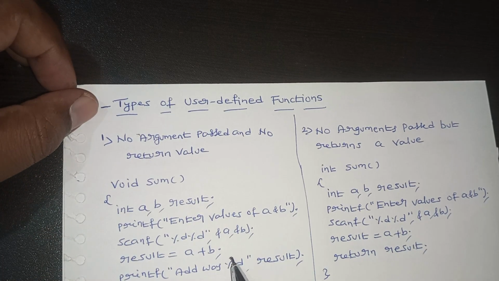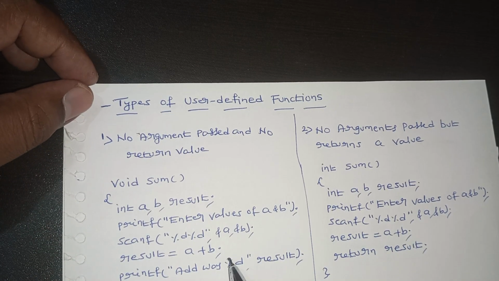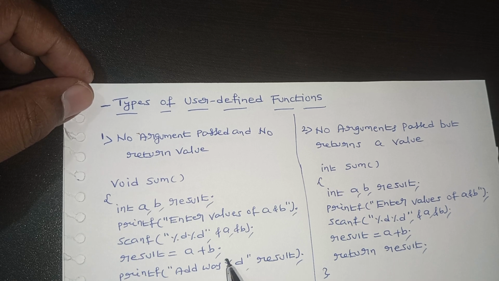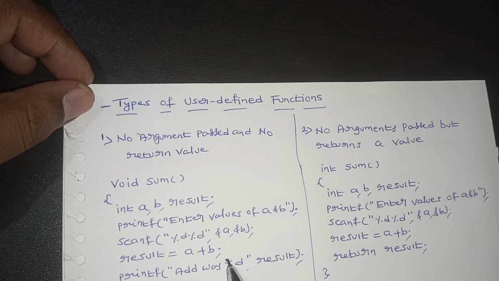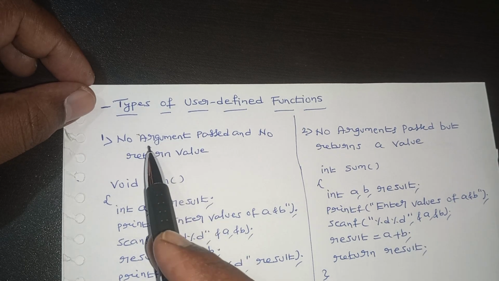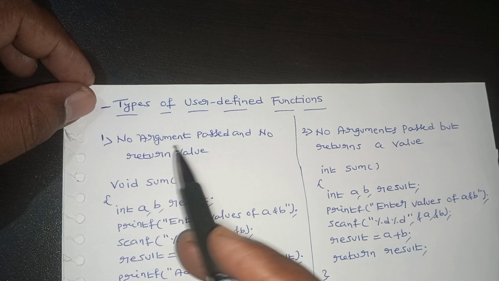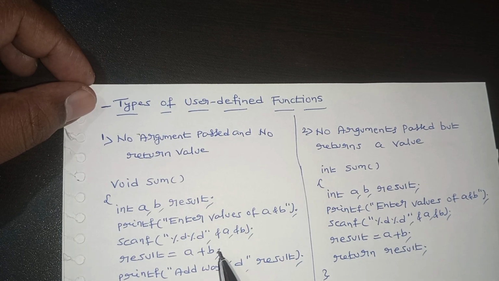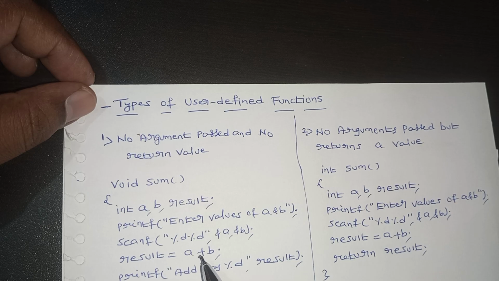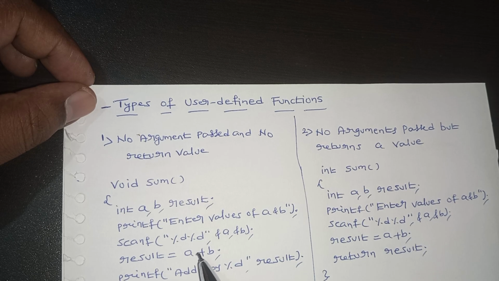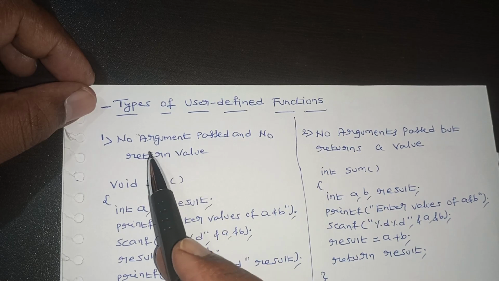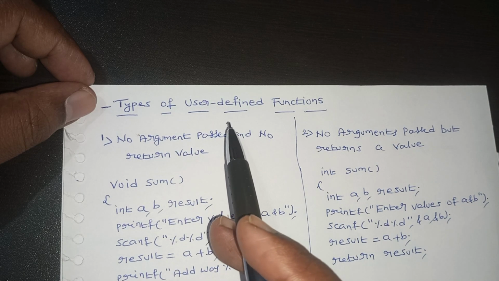Already you know, tell me types of arguments in the functions concept in the C programming language. Mainly, we have two types of arguments. One is actual arguments, second is formal arguments. Here you may take them as parameters. So arguments and parameters are both the same. Types of parameters: actual parameters and then formal parameters. That is secondary. Now what is our concept? Types of user-defined functions.